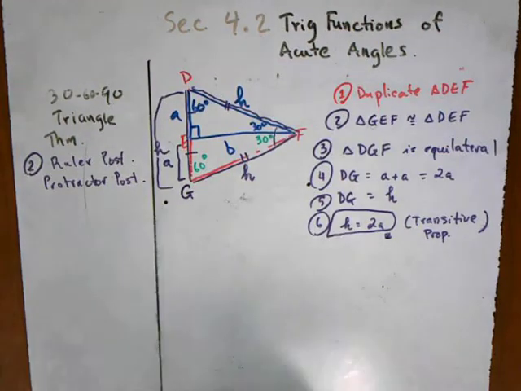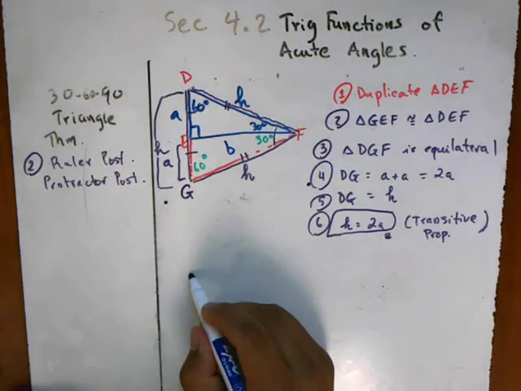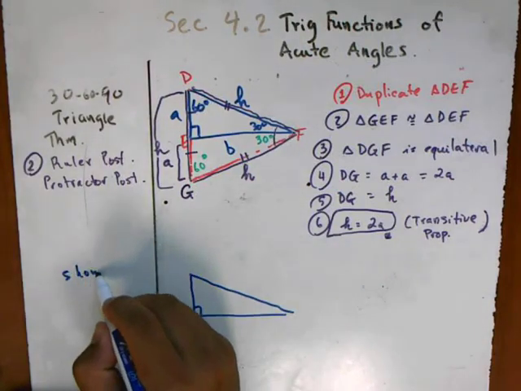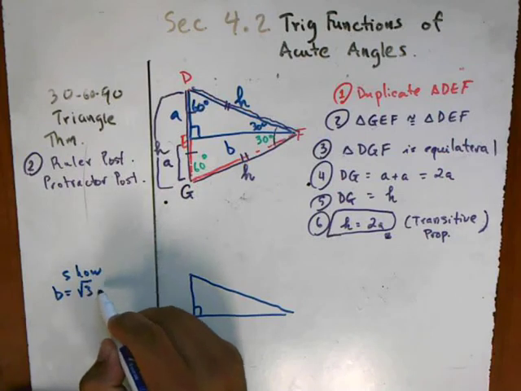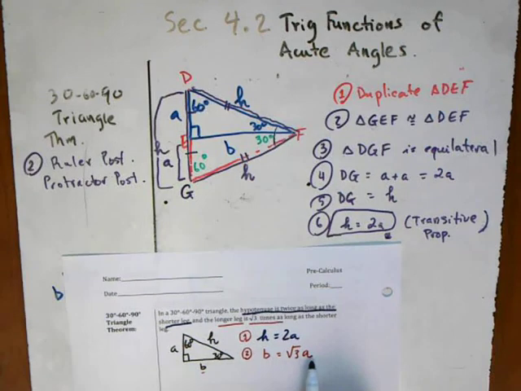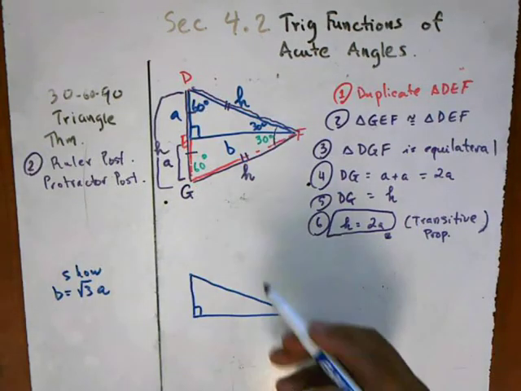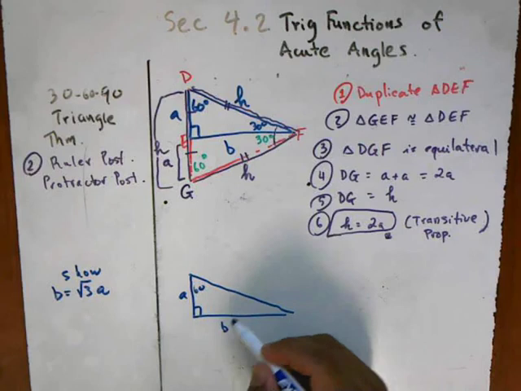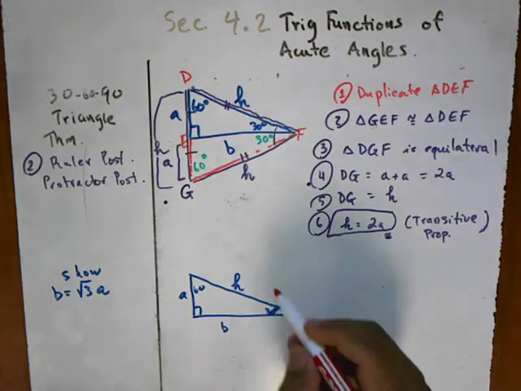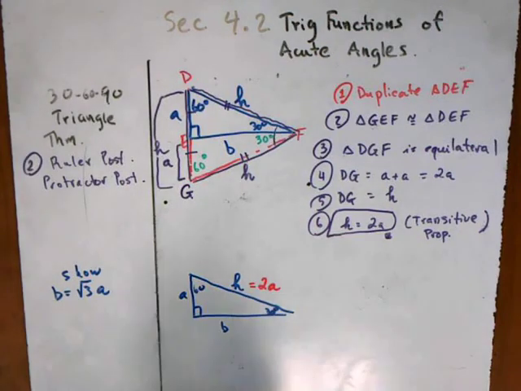Now, this picture is a little bit cluttered, so I'm going to reproduce the original triangle down here. And now we're going to try to show that B is equal to the square root of 3 times A. I have 60 degrees, A, B, H, 30 degrees here. And one thing we know already is that H is equal to 2A from part 1. So this is an interesting theorem where it's two parts, but we're going to use one of the parts to prove the other part.